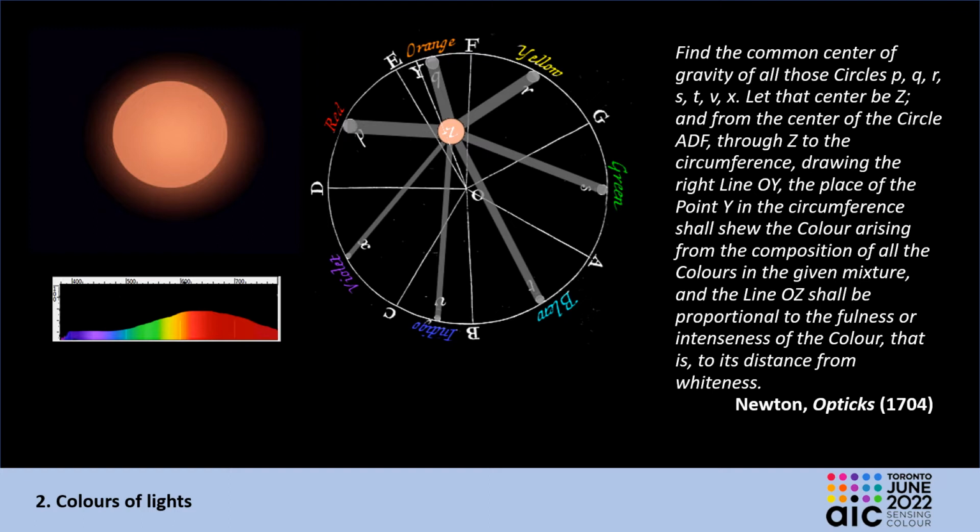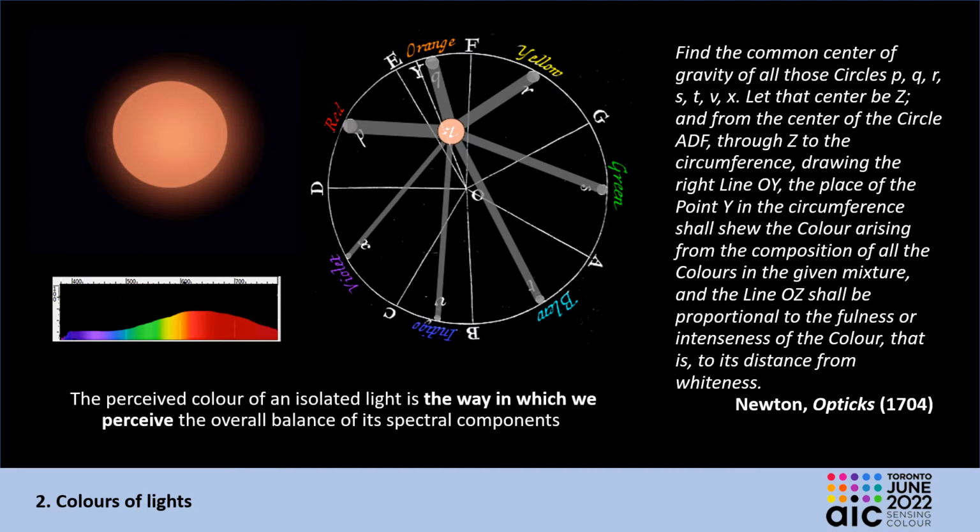Another way of saying this is that the perceived colour of an isolated light is the way in which we perceive the overall balance of its spectral components. Thus white as the colour of an isolated light is the way in which we perceive an overall spectral balance similar to that of daylight, and whitish orange as a colour of an isolated light is the way in which we perceive a spectral distribution biased in a certain way towards the longer wavelengths of the spectrum.